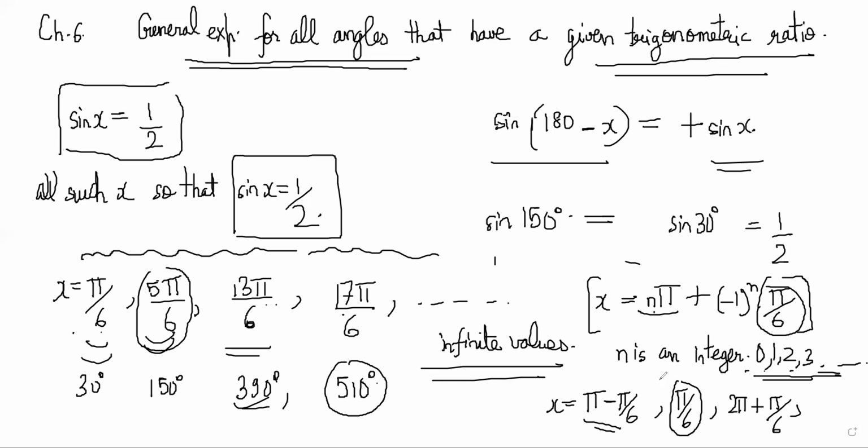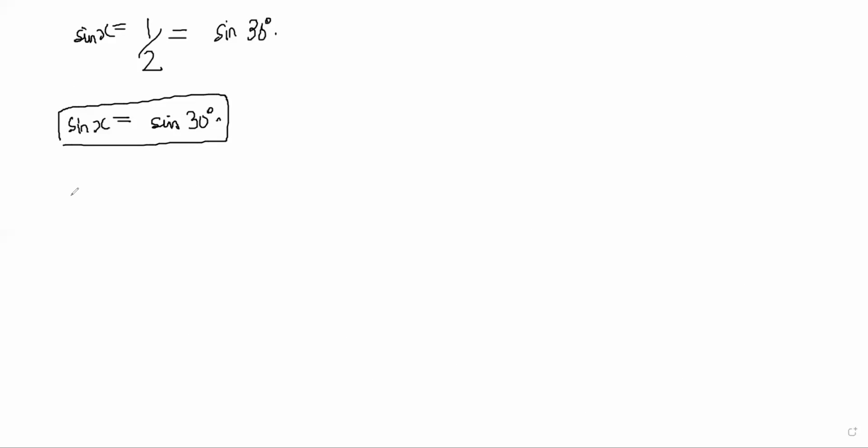Yes, sir. So people basically figured out this formula works in this case. Suppose you have sin x is equal to half. Half can be written as sine of 30 degrees, right? So this equation has become sin x is equal to sine of a known angle, and I want to write the general answer for x. So x will be n pi plus minus 1 to the power n into this known angle.